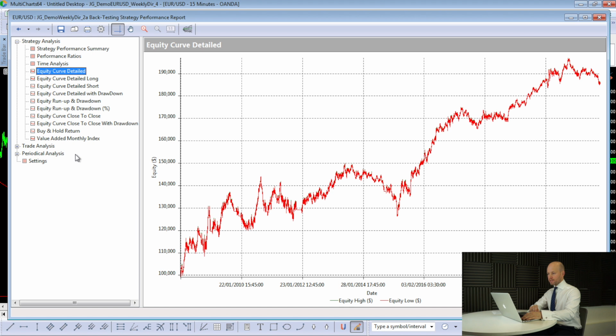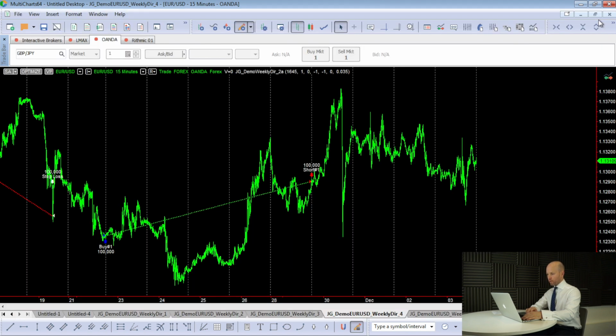And I did actually test anything between 16:15 and 16:45. It does work well. So if you are trading this strategy manually, you haven't got to panic about entering the market exactly the right time. Next, let's have a look at the walk forward optimization.